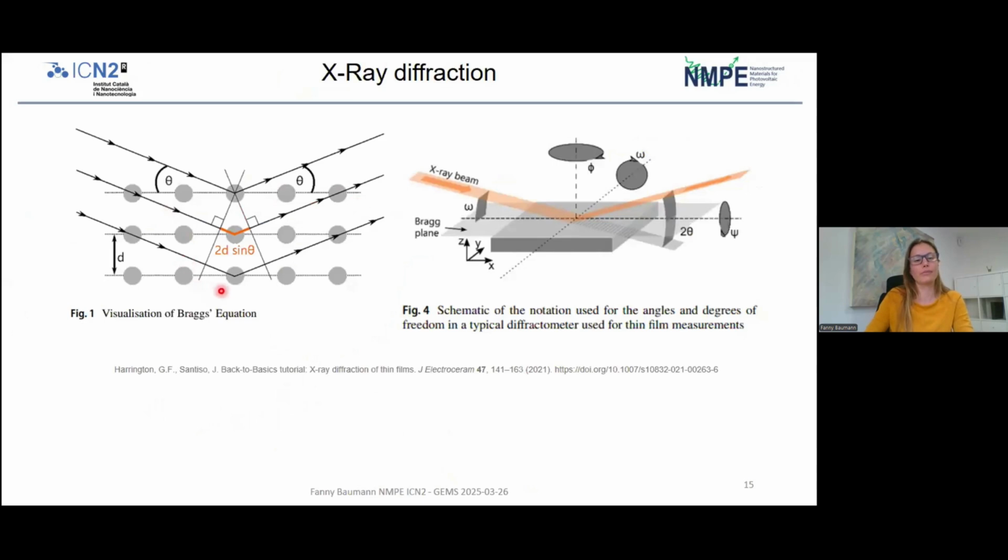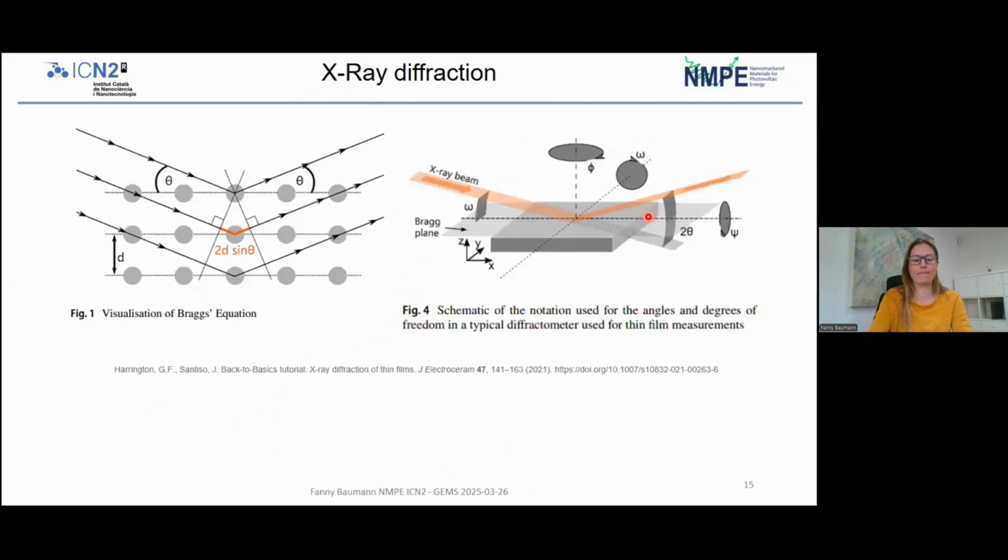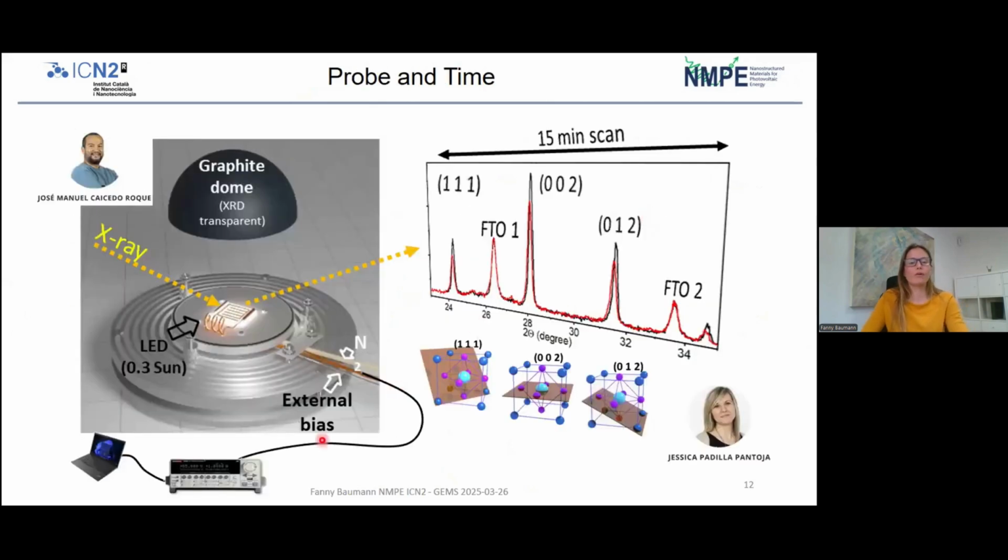And going a bit further into the probe, we use X-ray diffraction. And this might seem very straightforward, but to do X-ray diffractions with all of these conditions is maybe not as simple as it might seem. First of all, we needed to build a homemade stage that uses a graphite dome around the cell that's placed here on this O-ring. And we have a nitrogen flow controlled by quite a sophisticated gas system that allows us to have a controlled flow here inside, while we can still see the device with X-rays.